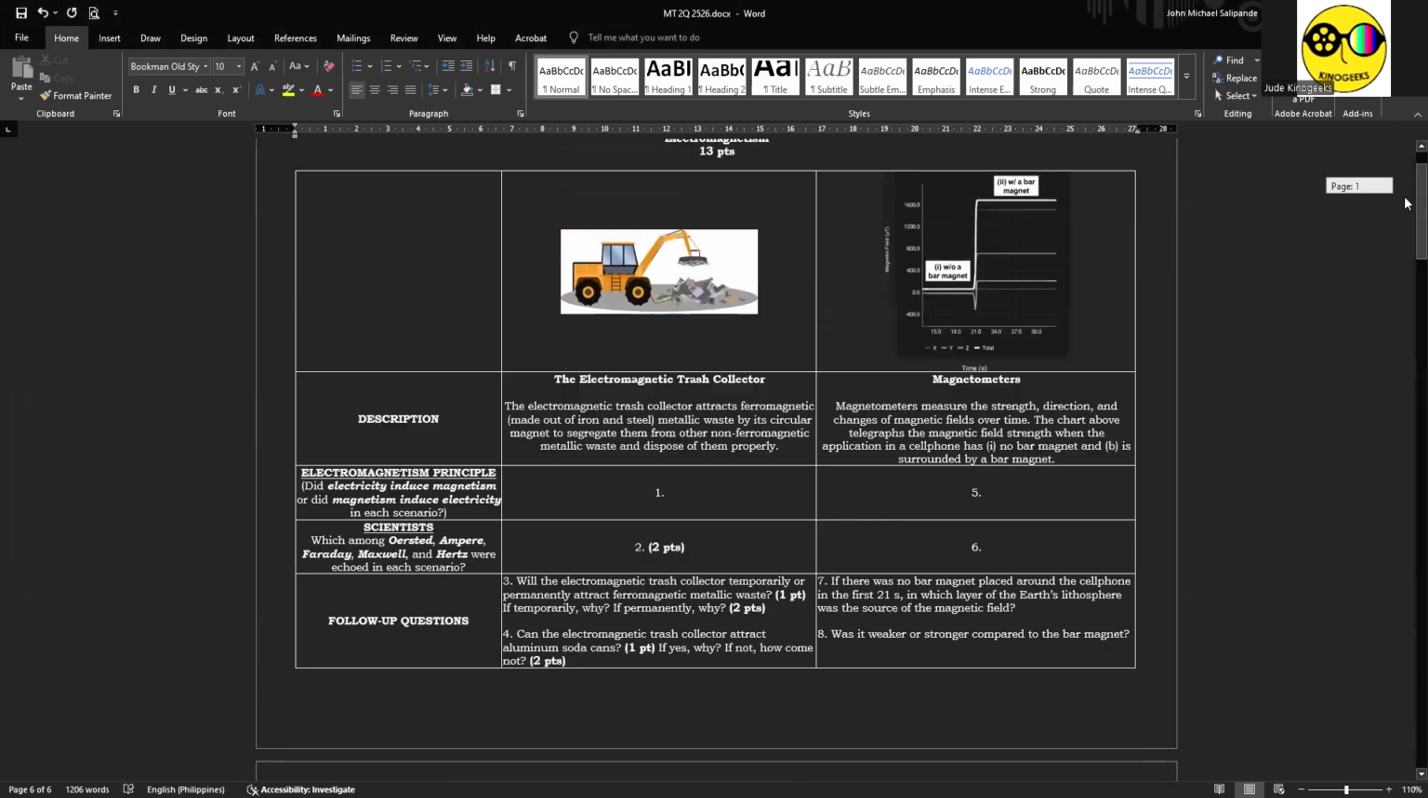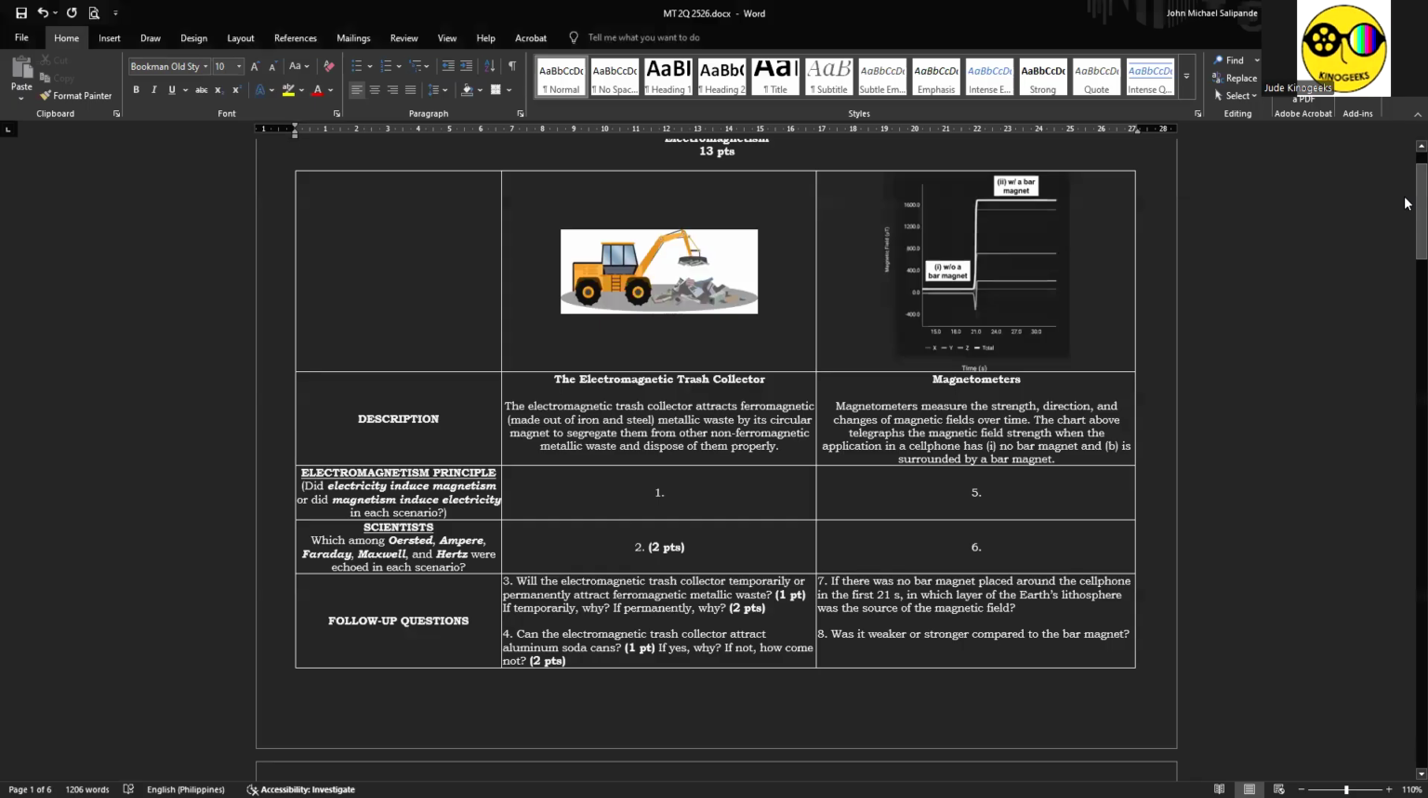Okay, so there you go. So let's start with, on the left, we have the electromagnetic trash collector. The electromagnetic trash collector attracts ferromagnetic or metallic waste, no? Meaning they are composed of iron and steel by its circular magnet to segregate them from other non-ferromagnetic metallic waste and dispose of them properly.